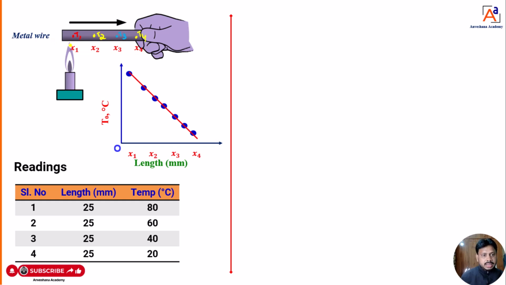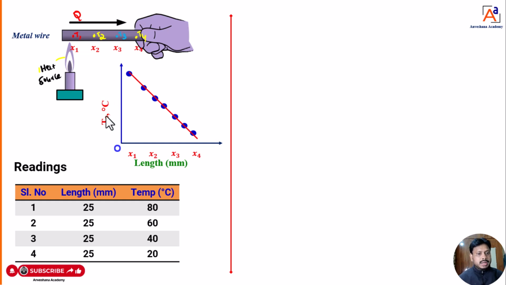Dear students, here is the heat source. That means heat is moving in this direction. That heat I can mark here as Q. Heat is moving from left to right. That means when the heat is moving in this direction, as the length of the metal rod increases, the temperature is going to decrease.